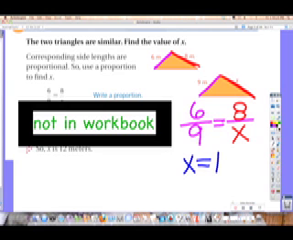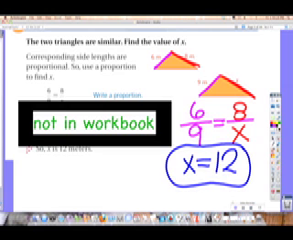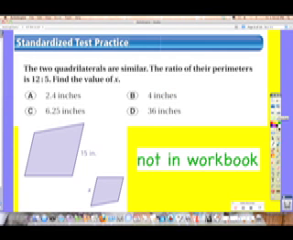Oh wait, this one. Again, this is not in your workbook. Now, let's stop and talk about shapes. I want a hand in the air. Those two shapes at the bottom, yes, they're similar, but does anybody know an appropriate name for that shape? They're the same shape. You've got to be careful. We've been tricked all day long.